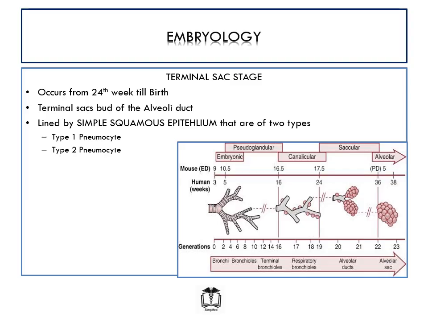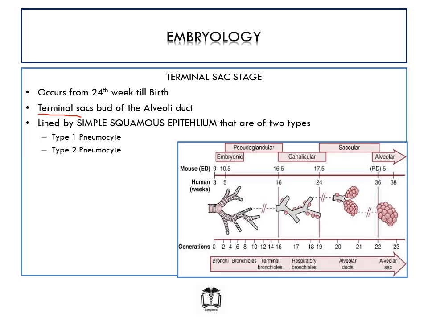Third stage is the terminal sac stage. The terminal sac stage is from the 24th week down till birth. At this stage, we start to see the terminal sacs bud off the alveolar duct, and because the terminal sacs are present, respiration can occur from here, and the child can survive as a result.